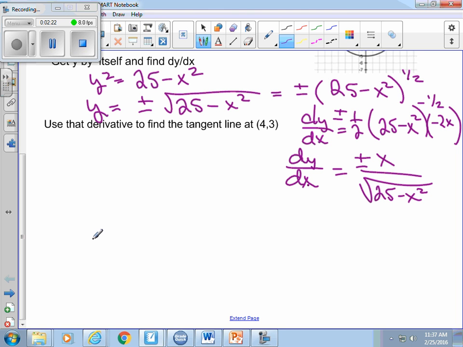Any questions so far? So you can just get rid of the negative and just make it plus or minus, because the plus or minus is going to be plus or minus either way. Do you know what I mean by that?